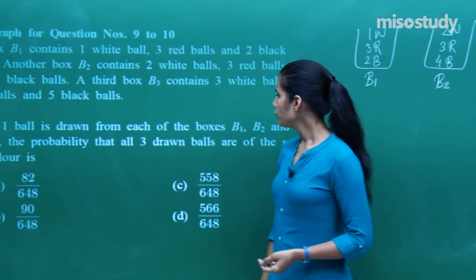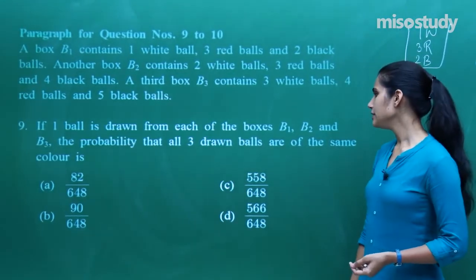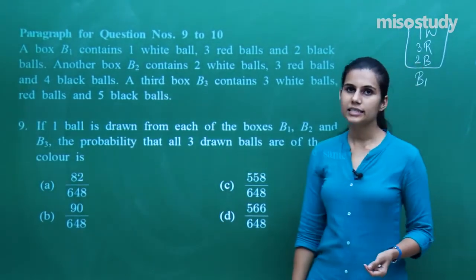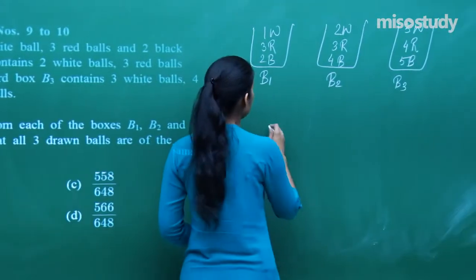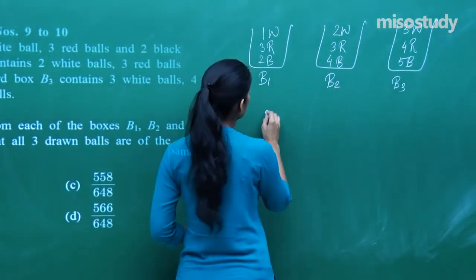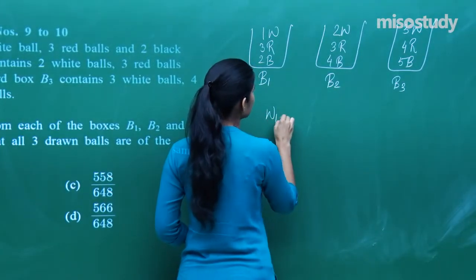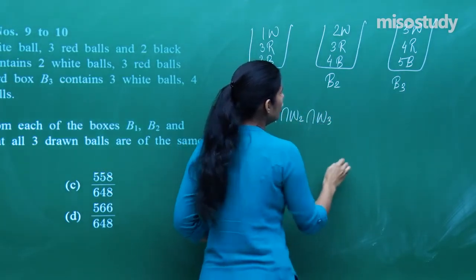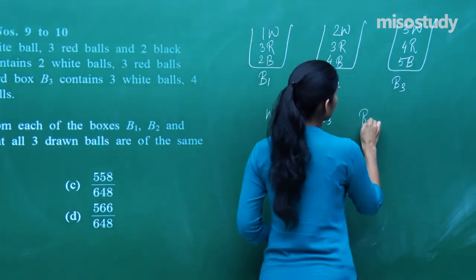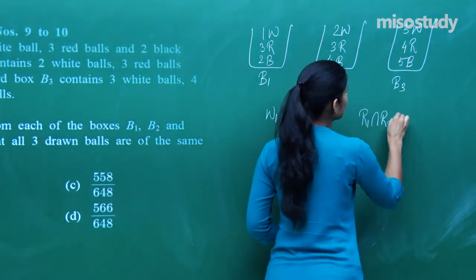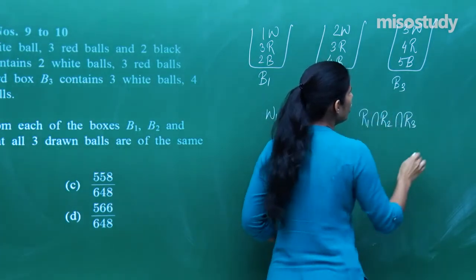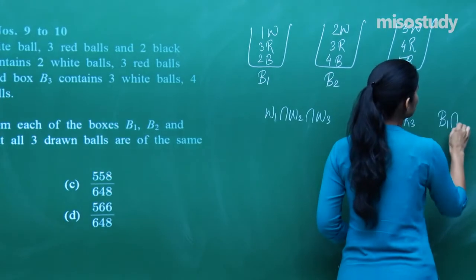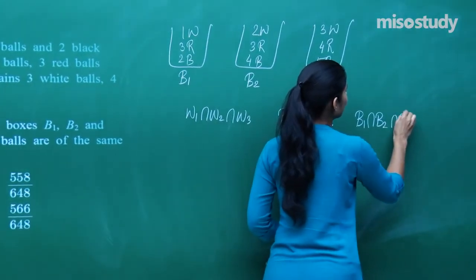If one ball is drawn from each of the boxes, what is the probability that all 3 drawn balls are of the same color? So it can happen that when you withdraw one ball from each box, you get white from the first and white from the second and white from the third, or you get red from the first and red from the second and red from the third, or black from the first and black from the second and black from the third.